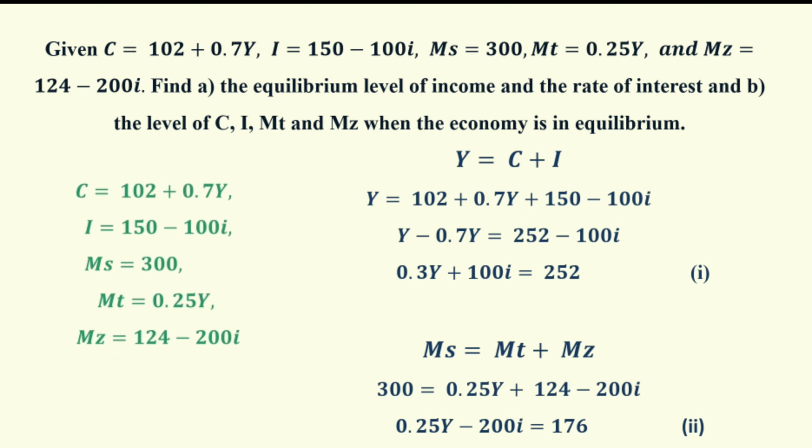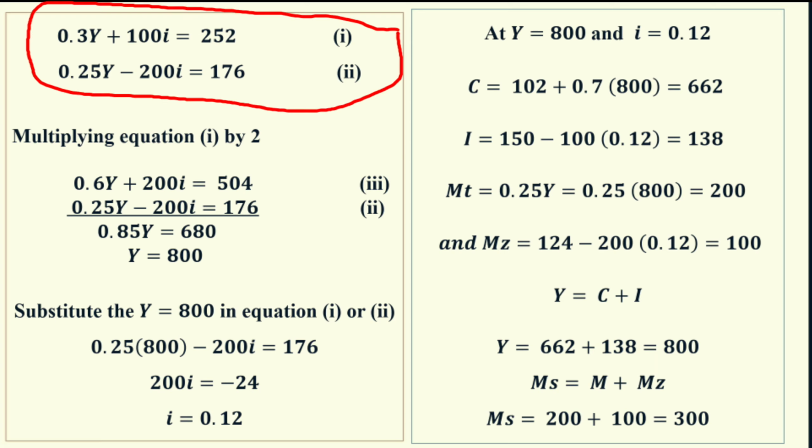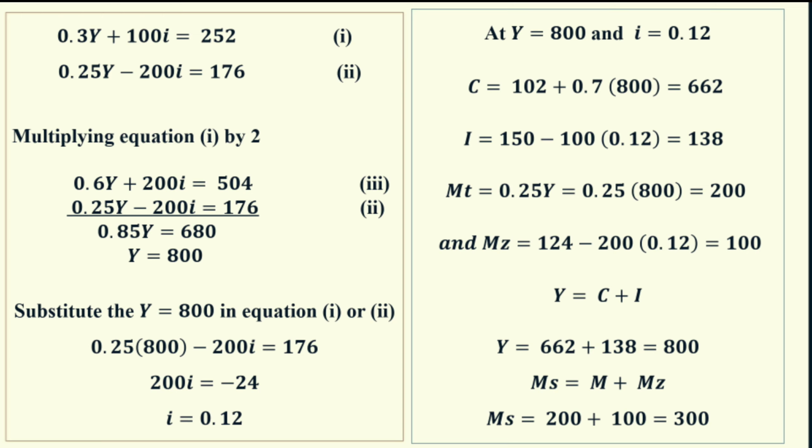If you solve this equation, then we will get 0.25y minus 200i, which is equal to 176. This is the second equation. So now we have two equations: 0.3y plus 100i is equal to 252, and 0.25y minus 200i is equal to 176. After getting these two equations, we can solve them as we already explained in the previous example.